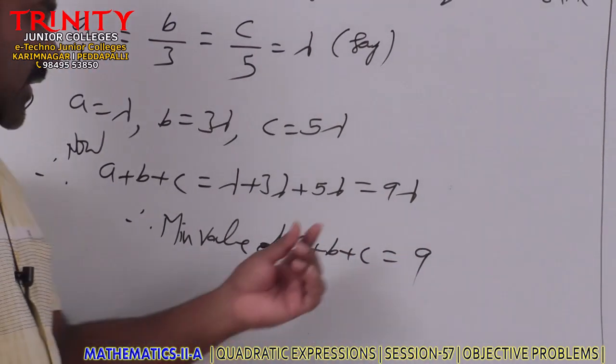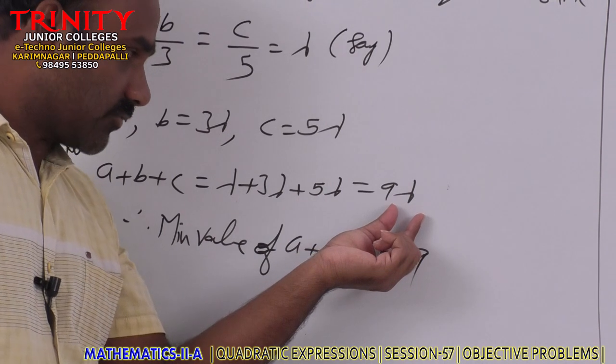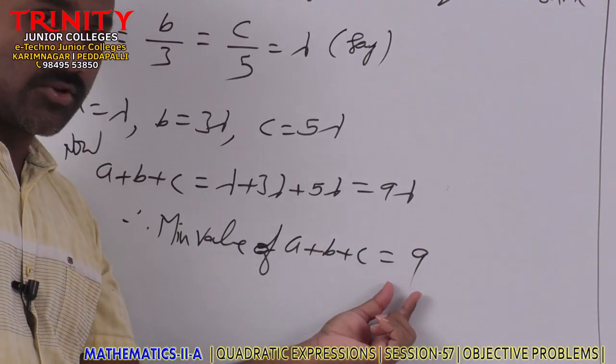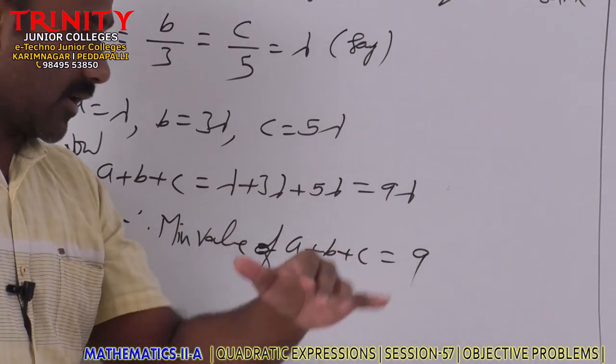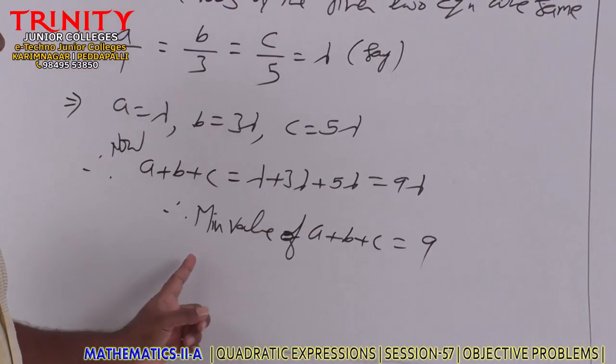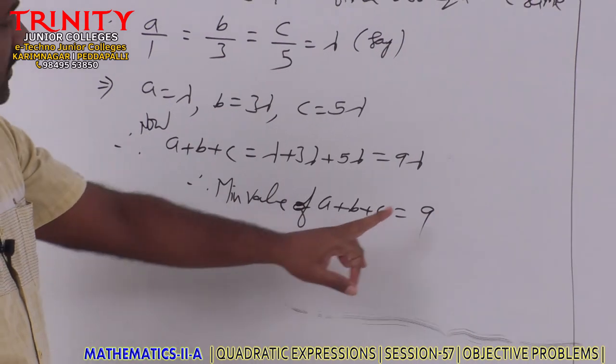Why? Because if the least value of lambda is 1, then we will get its value as 9. The remaining values are all greater than 9. That's why the least value of a plus b plus c is 9.